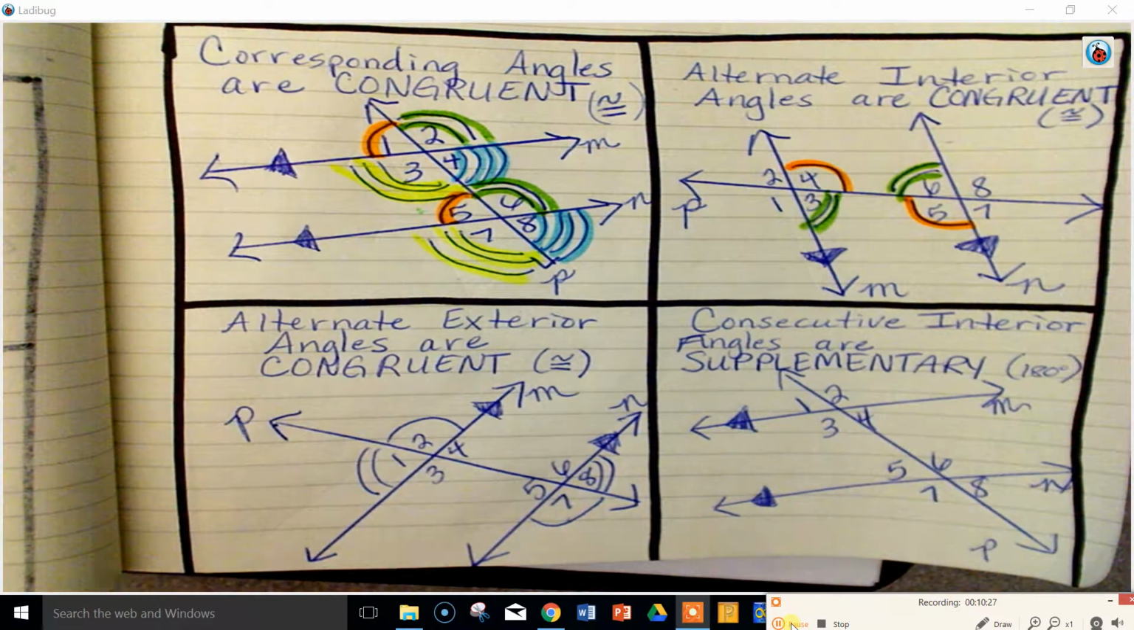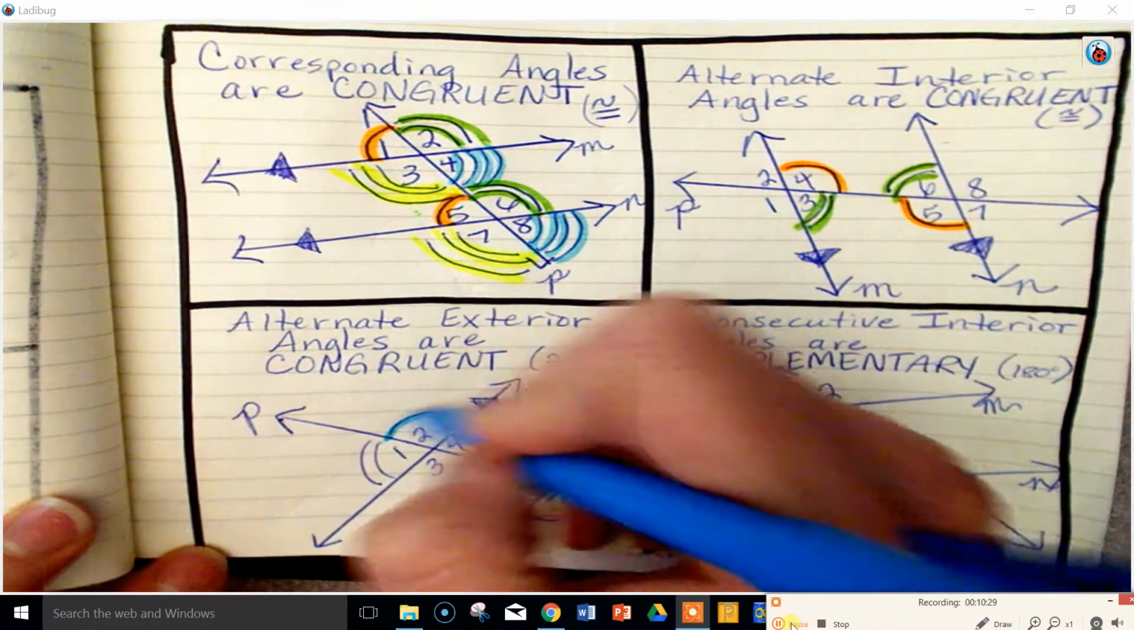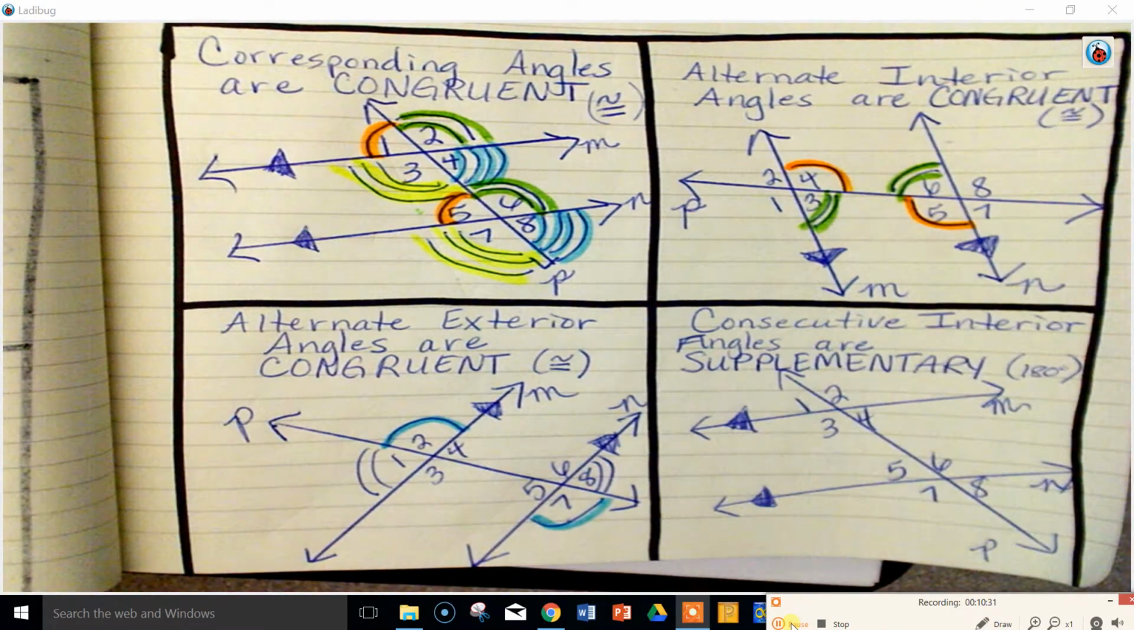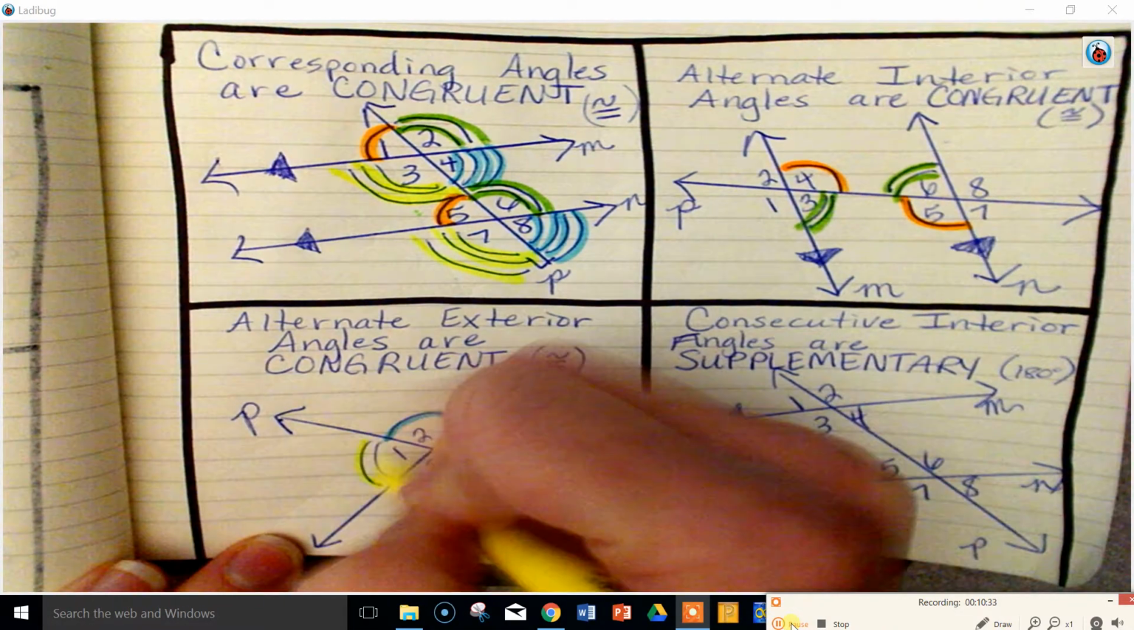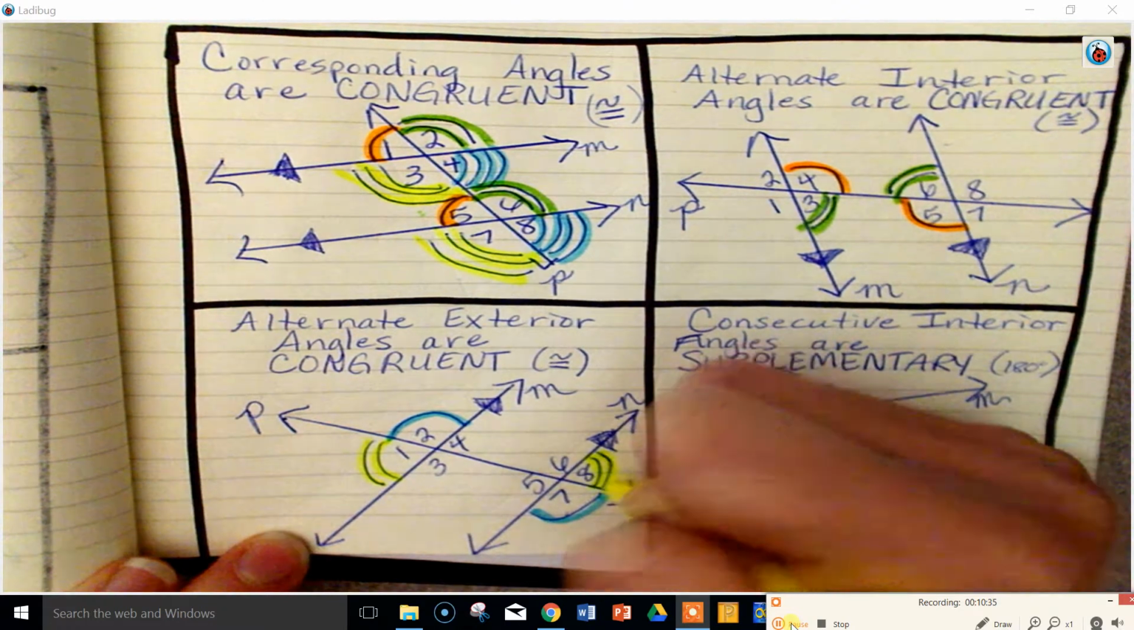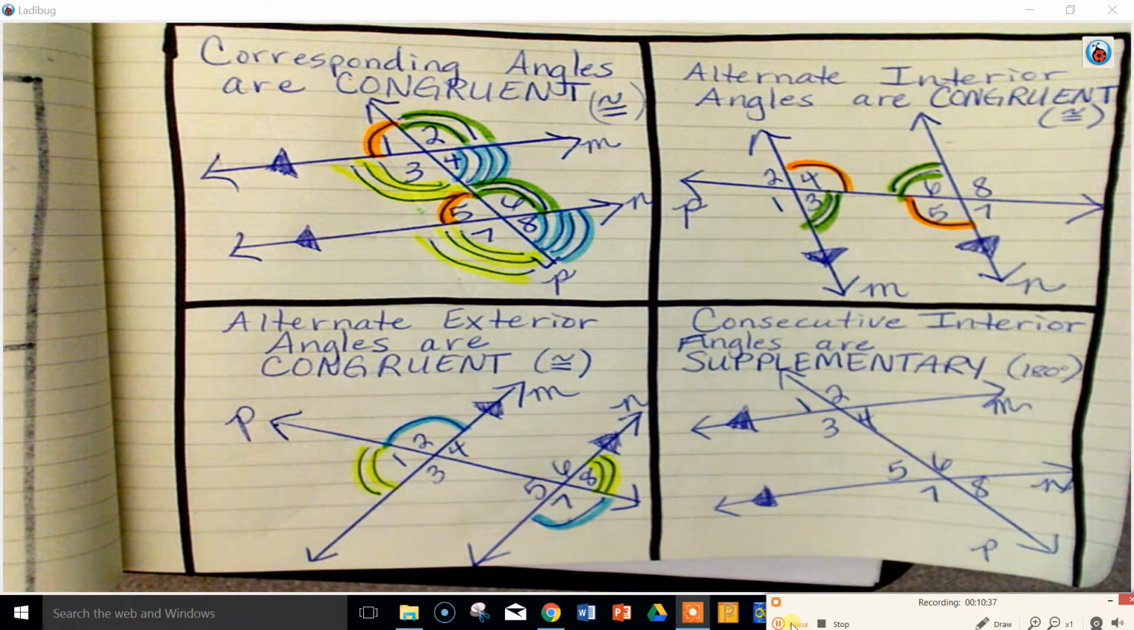And again, if it's easier to visually see that, I can color code those. Angle 2 is congruent to angle 7. Angle 1 is congruent to angle 8, because those are your sets of alternate exterior angles. And you have parallel lines. If my lines were not parallel, I could not call these congruent.